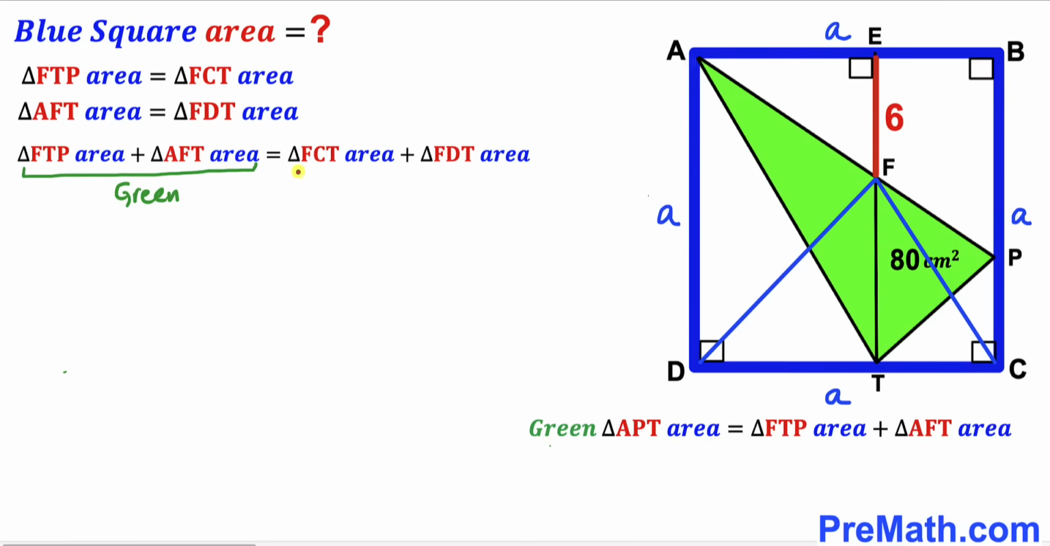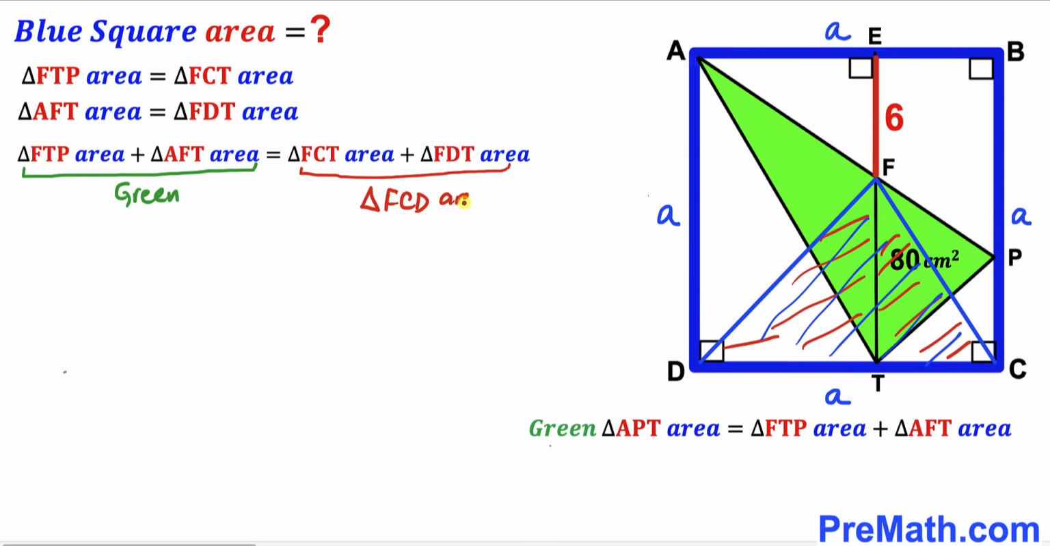And now let's focus on the right hand side of this equation. We can see that this triangle FCT is this triangle, whereas the triangle FDT is this other triangle. And if we add both of these triangles, we are going to get this big triangle FCD. So therefore the sum of these two individual triangle areas is going to be equal to the triangle FCD area, isn't it?